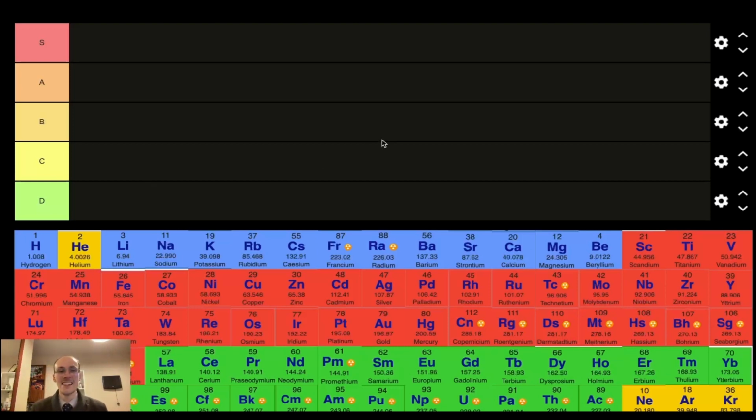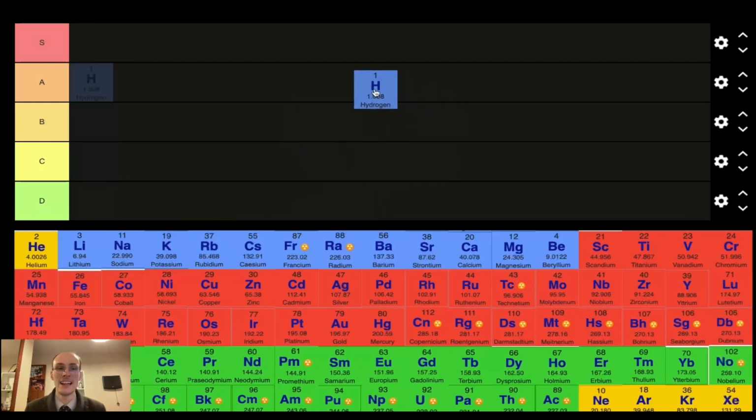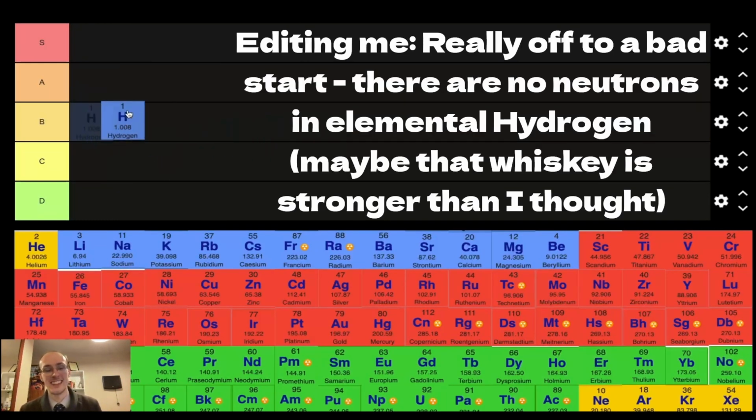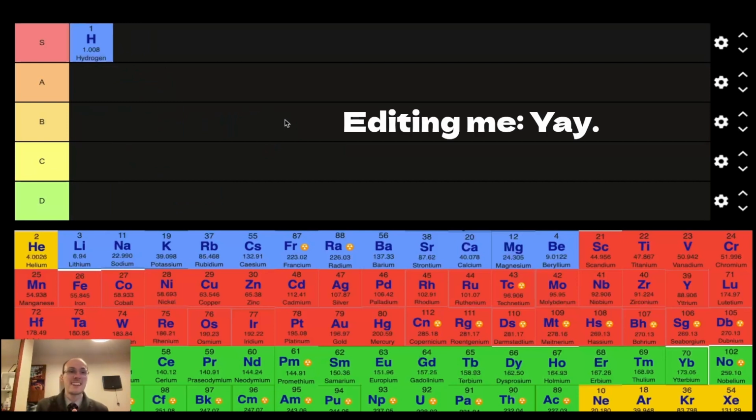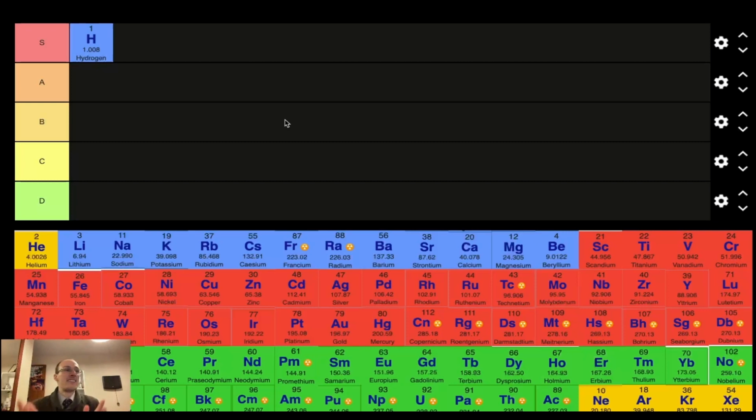But for those of you that are here just for the beginning, let's start with the lightest element of them all. Element number 1, hydrogen. Just a proton and a neutron and a single electron. What can I say about hydrogen? Well, first of all, it's going in the S tier. We are going straight out the gate, right at the top, because as a biologist, hydrocarbons are such vital things for existence. You can't have a hydrocarbon without a hydrogen.